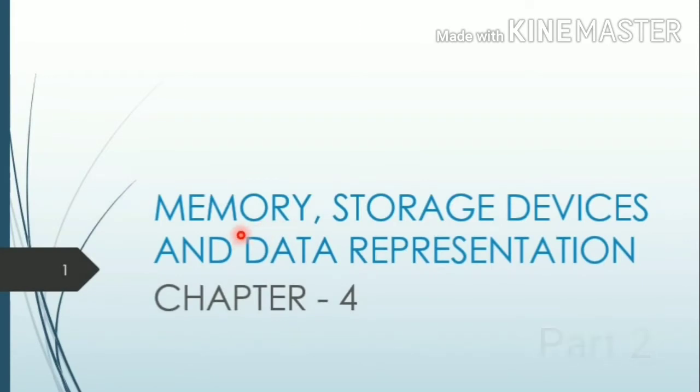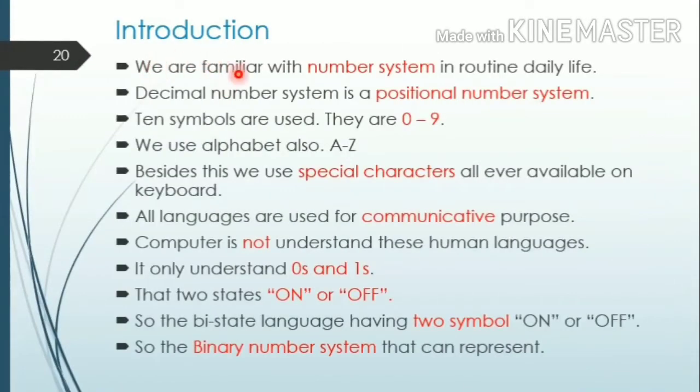Fine. And today we will learn about data representation and memory storage devices, which we have learned in the last video. Now, introduction. We are familiar with number systems in routine daily life. The decimal number system is a positional number system. 10 symbols are used, say 0 to 9, that is 10. It is used in daily life. We also use the alphabet A to Z. Besides this, we use special characters available on the keyboard.